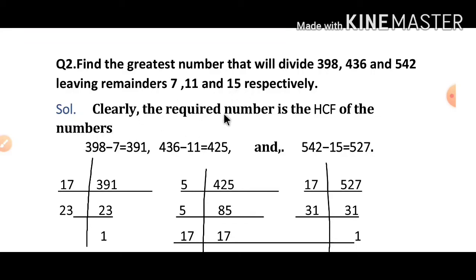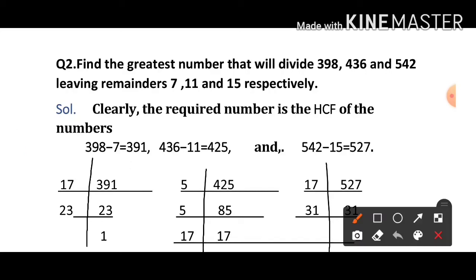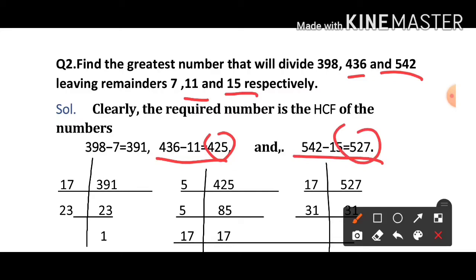So you can see that clearly the required number is the HCF of the numbers. Here remainders are given. If we divide by 398, it will give remainder 7. For 436, it will give remainder 11, and for 542, the remainder will be 15. So the first step is to subtract the remainder from the given number. So 398 minus 7 is equal to 391. Then the remainder of 436 is 11, so 436 minus 11 is 425, and the remainder of 542 is 15, so 542 minus 15 is equal to 527. Now after this we have to find the HCF of 391, 425 and 527.